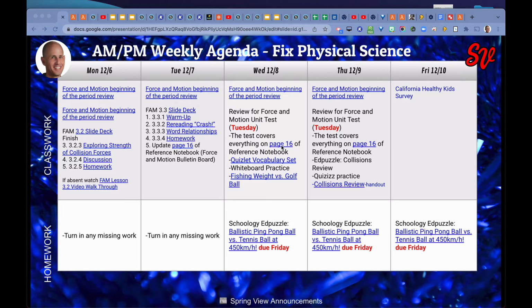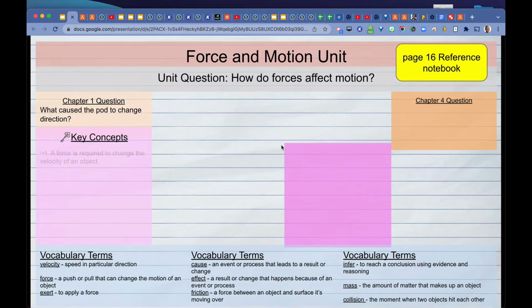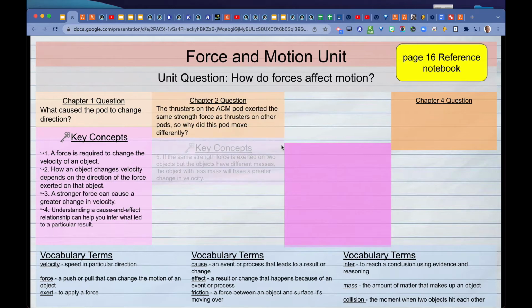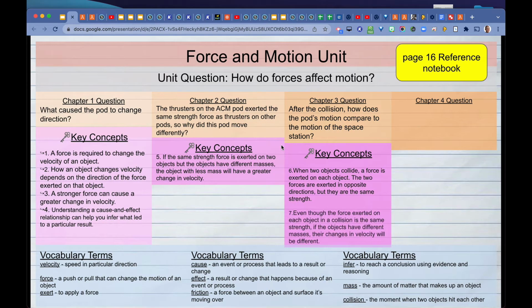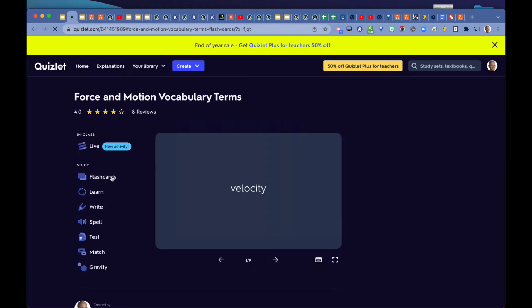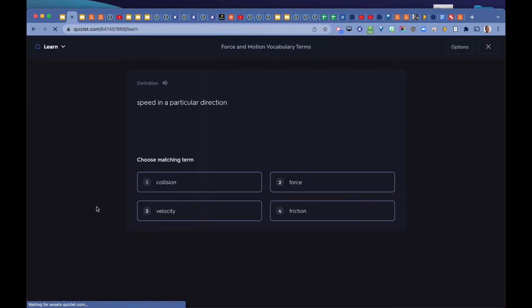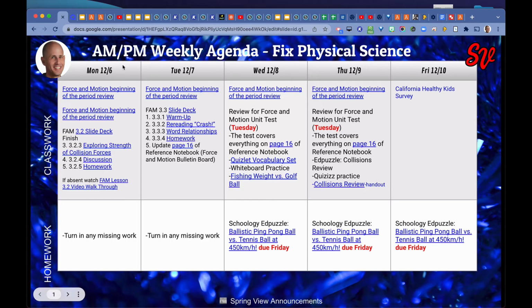Again, everything that's on page 16 of the reference notebook is going to be on the test. So students need to know all the key concepts and vocabulary terms from the unit. And we finished copying that down to page 16 of our reference notebook this week. Quizlet vocabulary set: students can use flashcard mode, learn mode, or write mode to study the vocabulary terms that are going to be on the test.